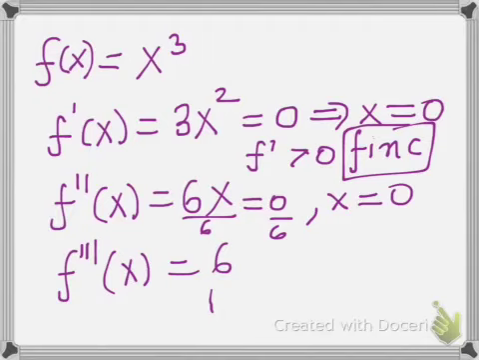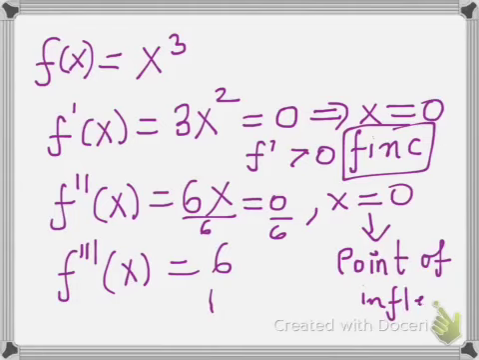This number, when you set the second derivative equal to 0, is called the point of inflection. So setting the second derivative equal to 0, you get points of inflection. Setting the first derivative equal to 0, you get critical numbers. So 0 is a critical number, and 0 is a point of inflection also in this case. Okay, so what does a point of inflection tell us?